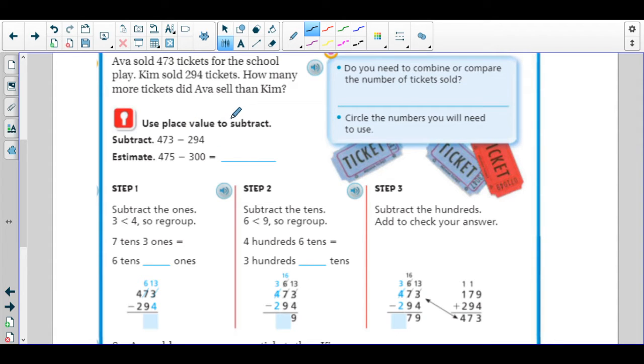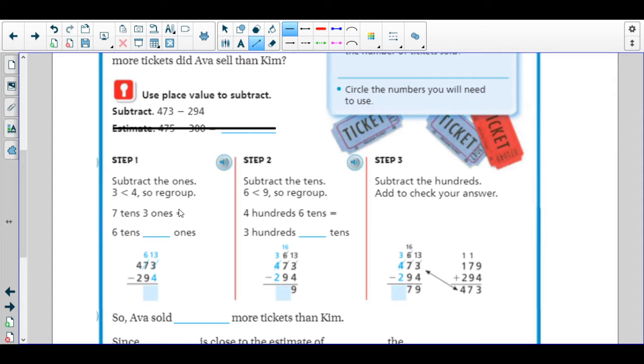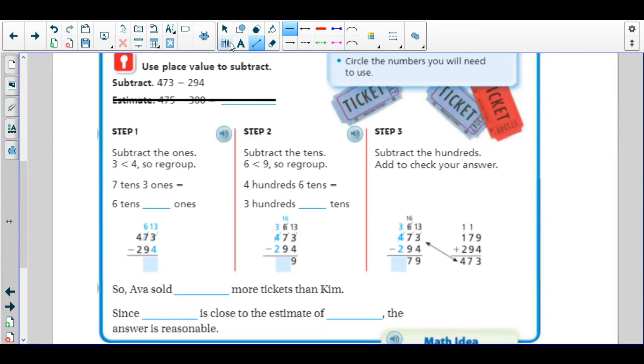All right, so use place value to subtract. So we want to subtract 473 minus 294. Now, for this lesson, I am wanting you not to worry about the estimating yet. Let's not worry about that quite yet. So what we're going to do first is look here and subtract the ones.